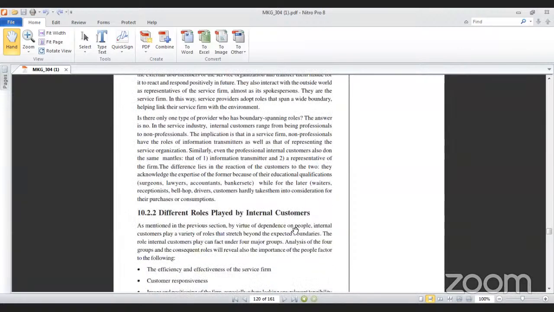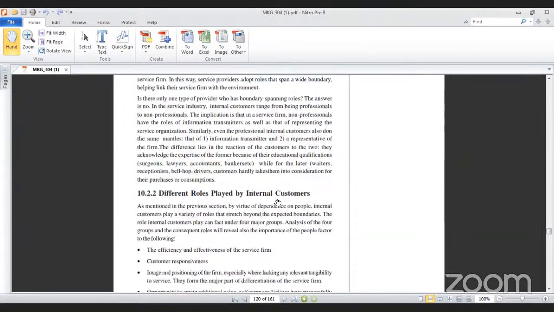Next, different roles played by internal customers. As mentioned in the previous sections, by virtue of depending on people, internal customers play a variety of roles that stand beyond the expected boundaries. The roles internal customers play can fall under four major groups. Analysis of the four groups and the conventional roles will reveal also the importance of the people factor in the following ways.